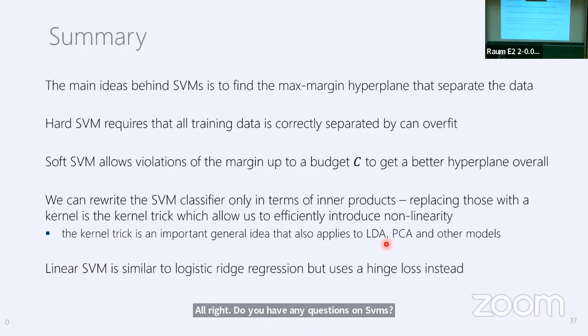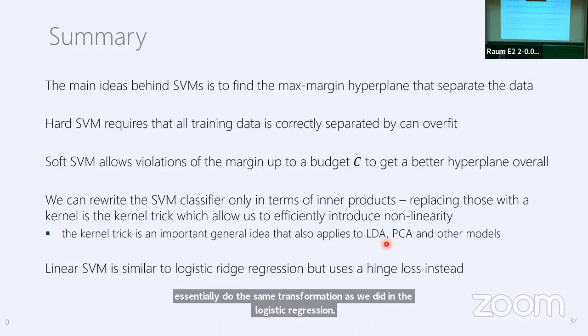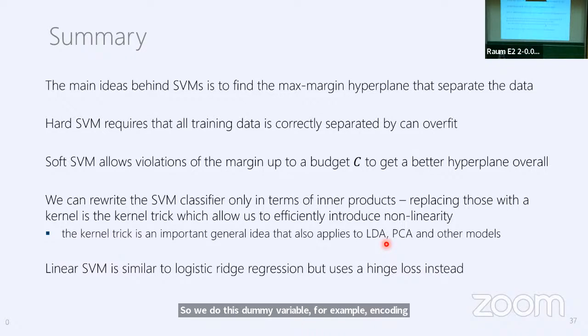Can you say that again? I see, for categorical features, yes. Then we can essentially do the same transformation as we did in the logistic regression, so we do dummy variable encoding, for example. That's another downside of SVMs, that decision trees can handle much better.